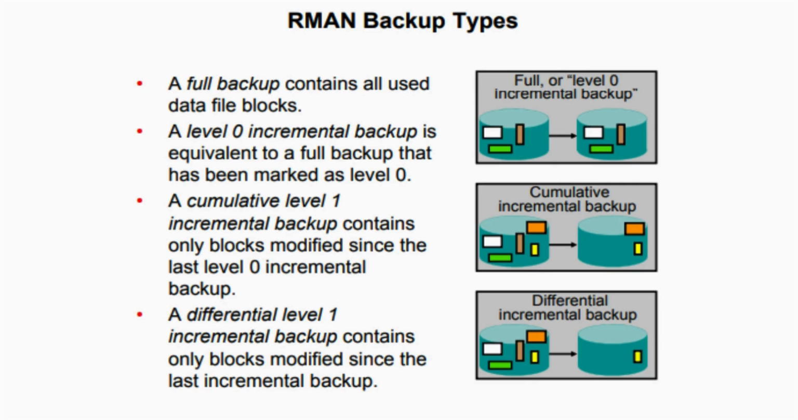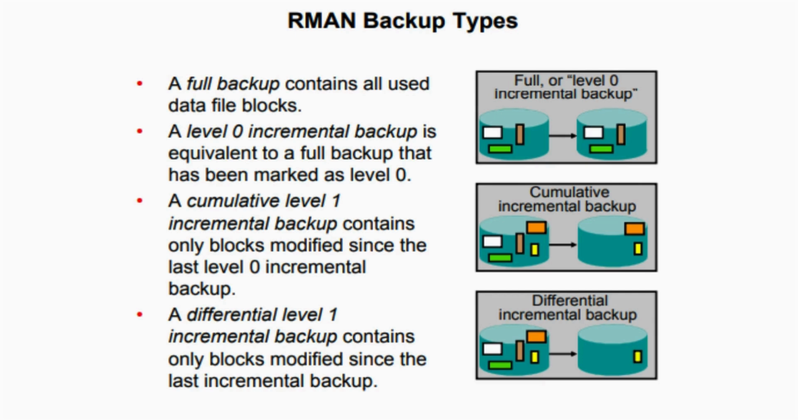RMAN can create multi-level incremental backups as follows. Differential is the default type of incremental backup that backs up all blocks changed after the most recent incremental backup at either level 1 or level 0. Cumulative backs up all blocks changed after the most recent backup at level 0.